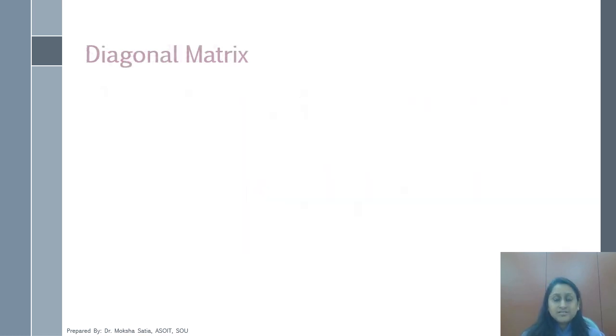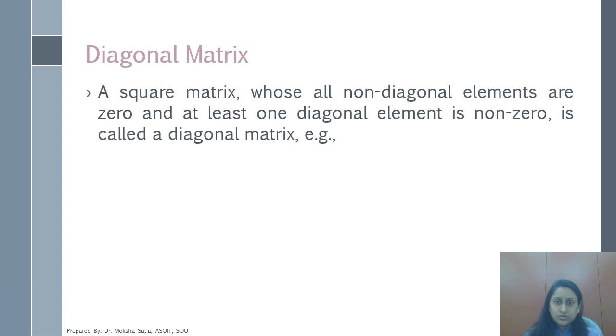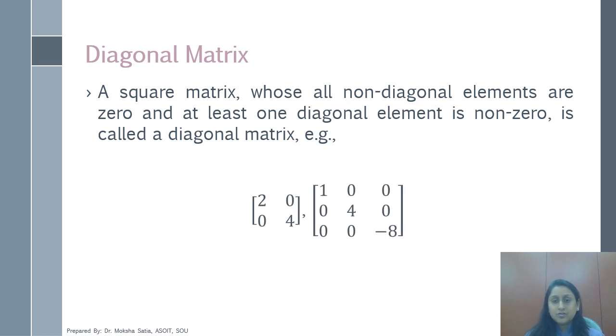The next one is diagonal matrix. For the diagonal matrix, we have one condition that the matrix should be a square matrix. Means a square matrix whose all non-diagonal elements are 0 and at least one diagonal element is non-zero is called a diagonal matrix. For example, we have a 2 cross 2 matrix and a 3 cross 3 matrix.